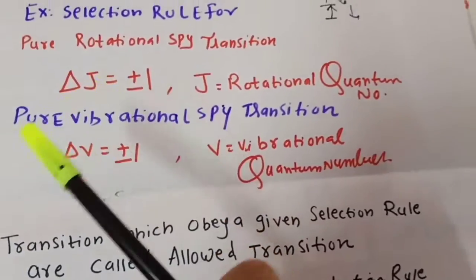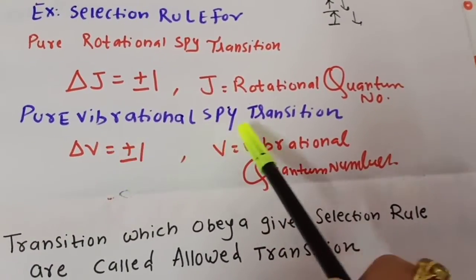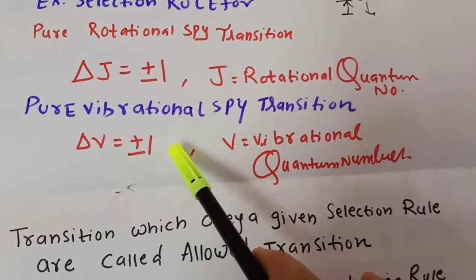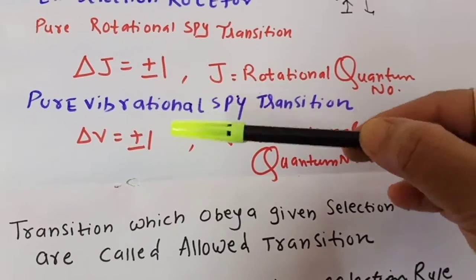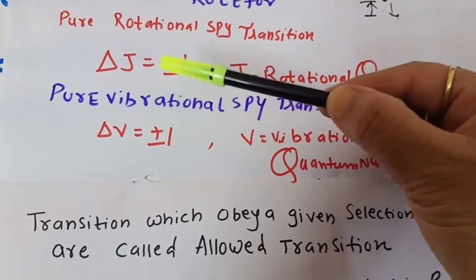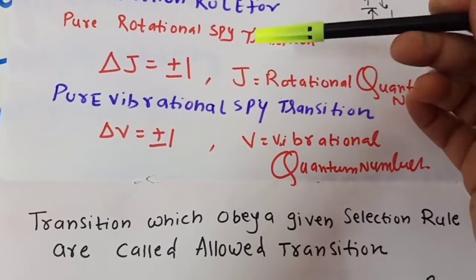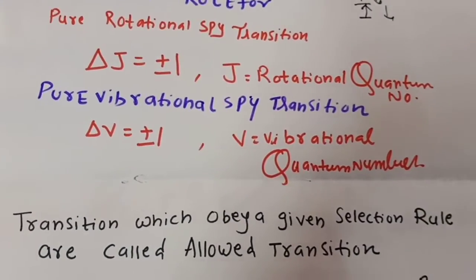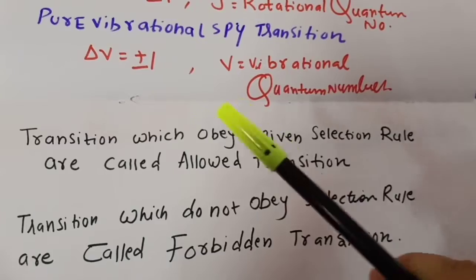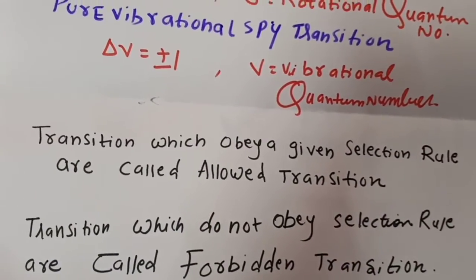If we see pure vibrational spectroscopy, that is infrared spectroscopy, the selection rule is delta v equals plus minus 1, meaning the vibration will go from 0 to 1, 1 to 2, and come back also from 1 to 0 or 2 to 1, meaning there should be a gap of 1. So if the transitions obey the selection rules, they are allowed transitions, and the transitions which do not obey the selection rules are forbidden transitions.